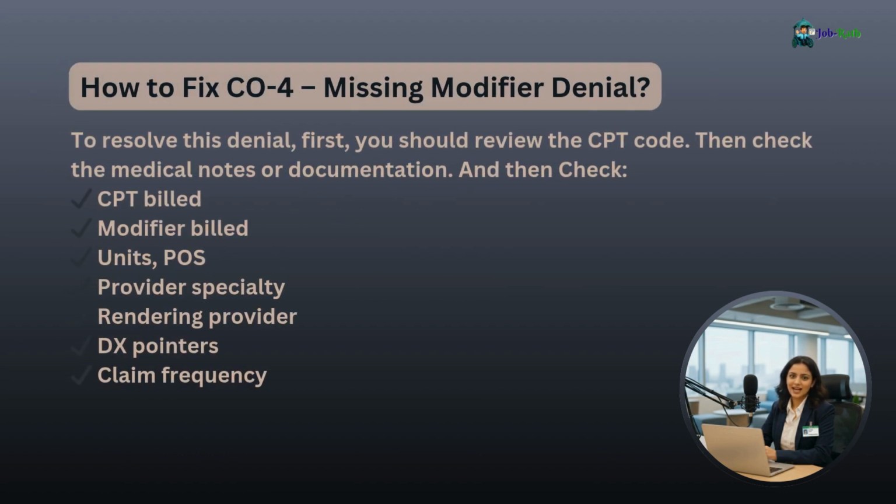Now the question is, how to fix a CO-4 missing modifier denial? To resolve this denial, first you should review the CPT code, then check the medical notes or documentation, and then check the CPT build, modifier, units, POS, provider specialty, rendering provider, DX pointers, and claim frequency.